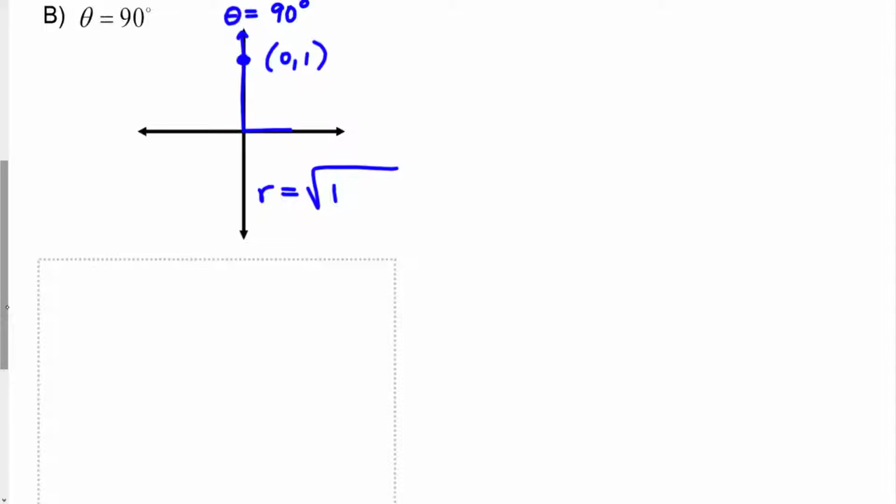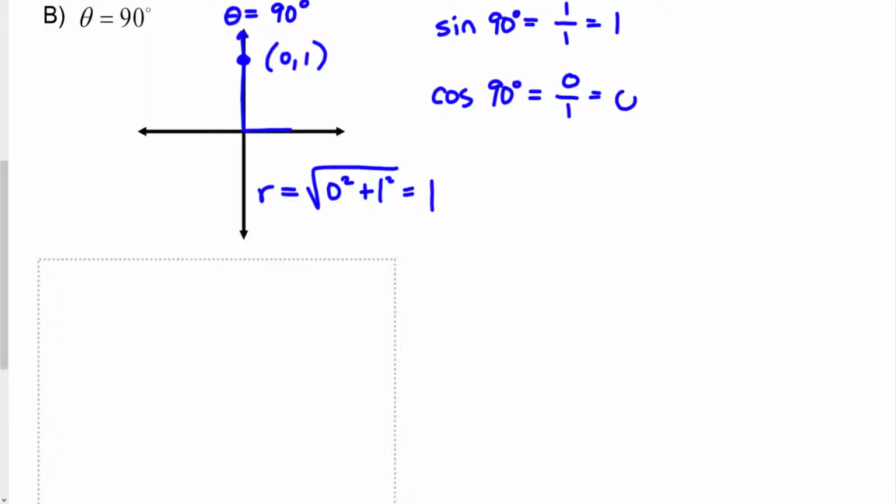All right, and let's see, eraser doesn't need to be as large as it's been. There we go. So 0 squared plus 1 squared, this is still 1. So when I go to do the sine of 90 degrees, sine is y value over r. So y is 1, r is 1. So sine is 1. Cosine of 90 degrees. This is going to be x over r, which is 0 over r, which is 0.